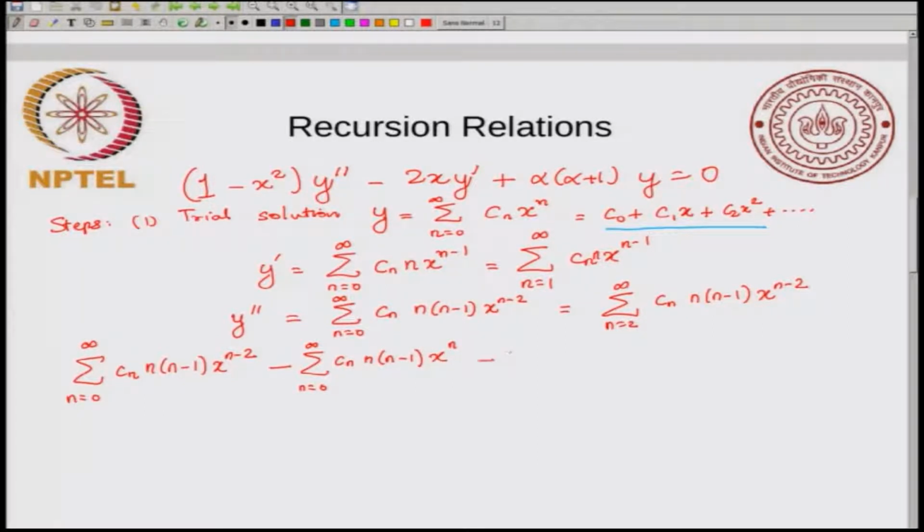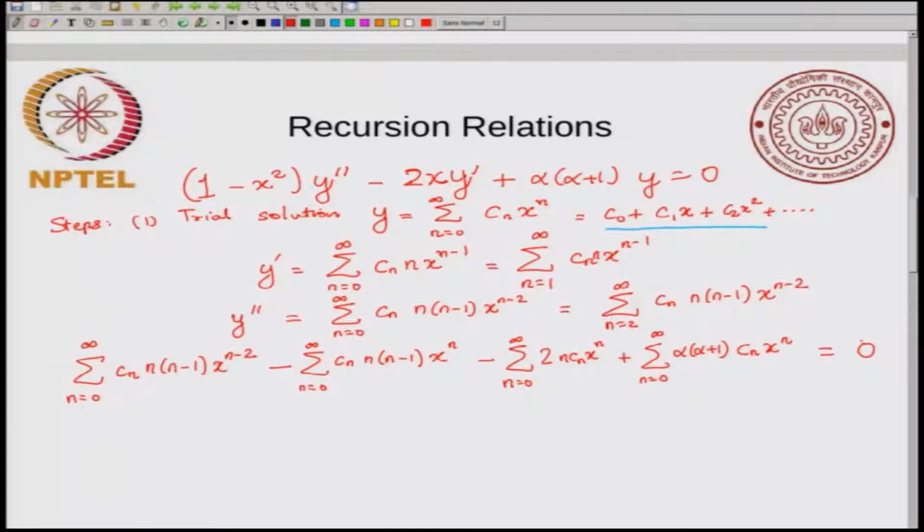The second term, the minus 2 x y prime, gives you minus the sum over n equal to 0 to infinity of 2 n C n x raised to n. Oops, minus 2 x y prime gives you that. And the last term will give me plus the sum over n equal to 0 to infinity of alpha plus 1, no, I missed a C n here. There should be a C n x raised to n, and alpha plus 1. Now y is just C n x raised to n, equal to 0. So, you can verify that these are the terms that you will get when you substitute this form of y in the differential equation.